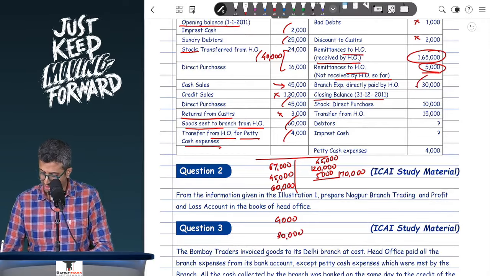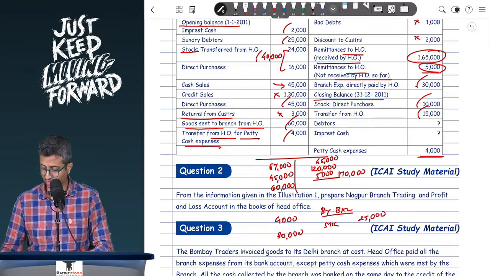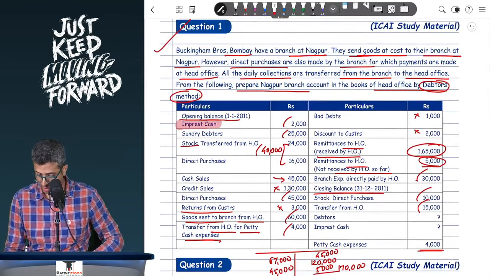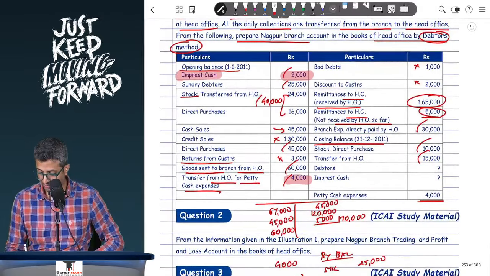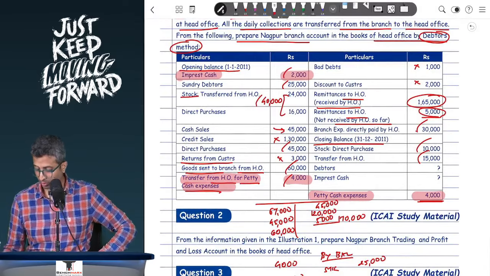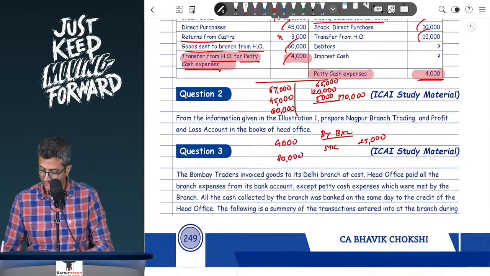You have closing balance of stock, direct purchase and transfer from HO. So over here you'll have the balance. Within stock this will be 25,000. Now comes a problem. You will have debtors, we don't know, imprest cash we don't know, petty cash expenses have been 4,000. So if I look at imprest cash, at the beginning was 2,000. During the year we received further 4,000 from the head office. So this was 6,000 and 4,000 has been paid. So 2 and 4, 6, out of which 4 has been paid, and hence closing imprest cash will still be, I believe, 2,000 only. But then comes debtors.